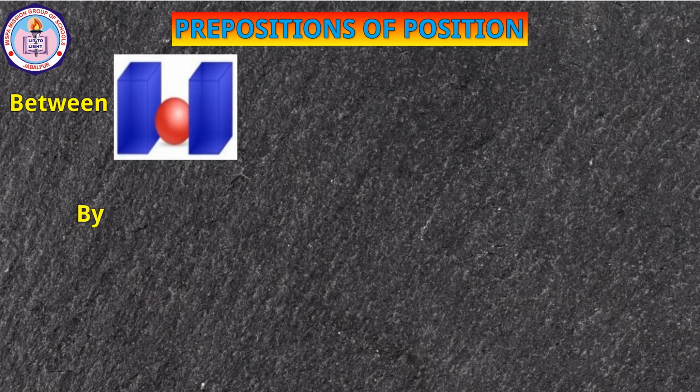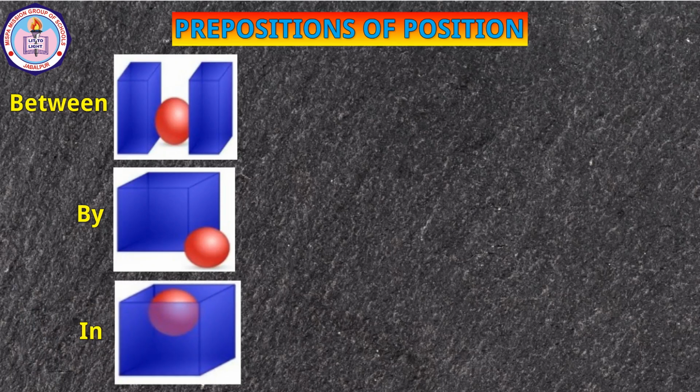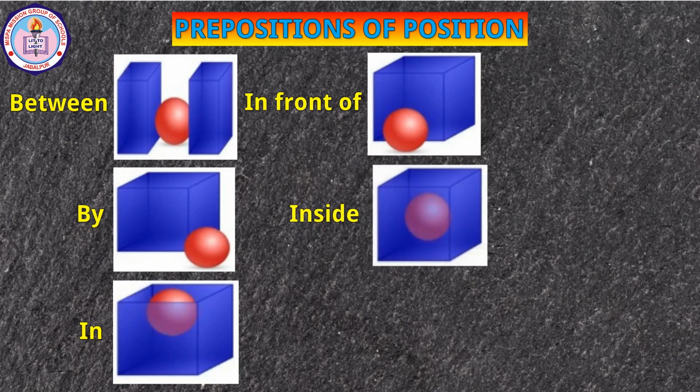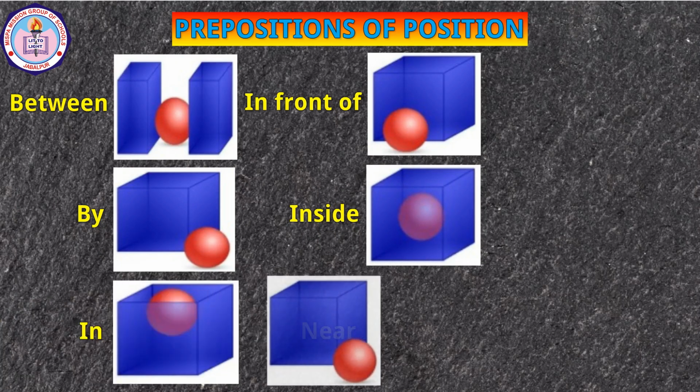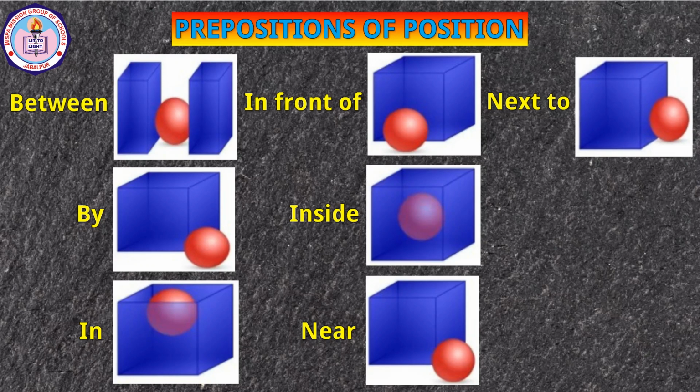By. The red ball is by the blue box. In. The red ball is in the blue box. In front of. The red ball is in front of the blue box. Inside. The red ball is inside the blue box. Near. The red ball is near the blue box. Next to. The red ball is next to the blue box.